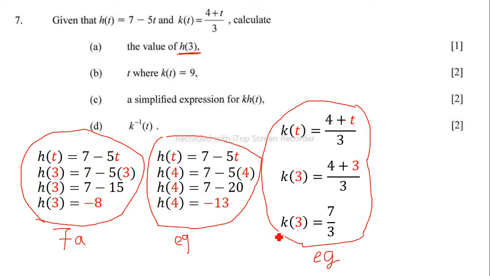So both of them are examples. We haven't done 7B yet. Okay, are we good? For number 17, for B, where t is, do you still put 3? No, this is going to be different. Calculate t where k of t is 9.